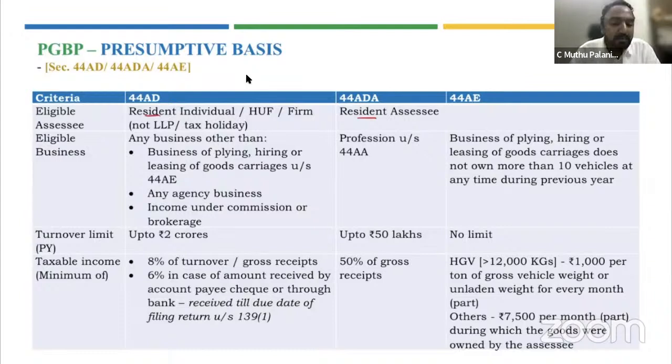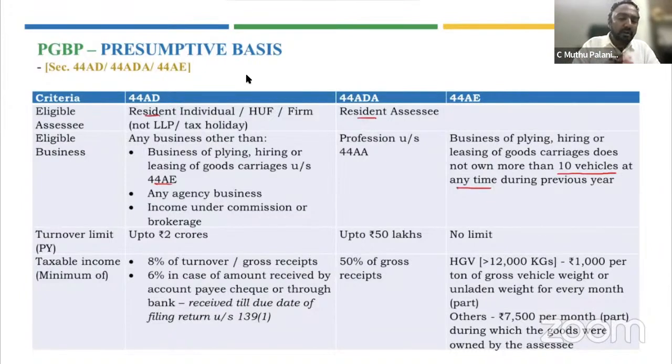So what exactly is an eligible business? 44AD says eligible business is any business other than plying, hiring or leasing of goods carriages, because that is covered under 44AE. Any agency business, any commission business is not covered. 44ADA refers to any profession covered under 44AA: accountant, consultant, technical person. Such persons can opt for 44ADA. 44AE is about running, plying, hiring or leasing of goods carriages. The condition is not more than 10 vehicles at any time during the previous year. These are the 3 different businesses.